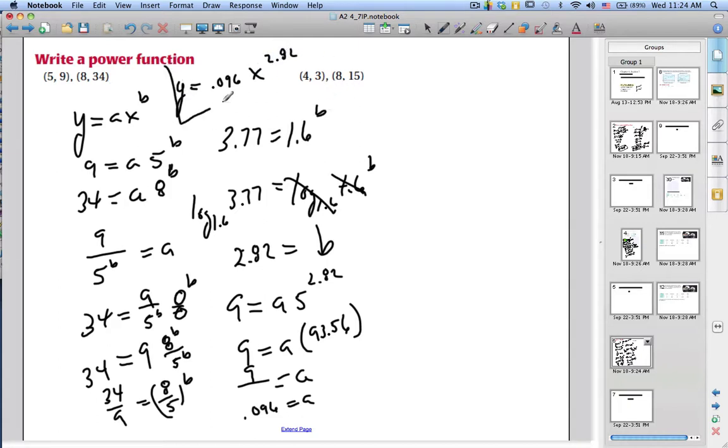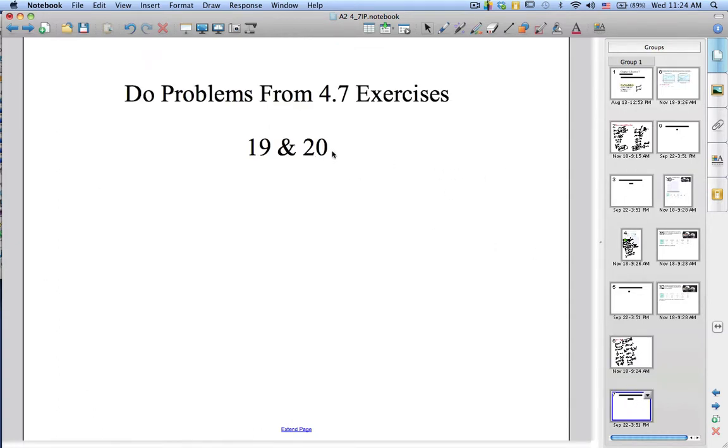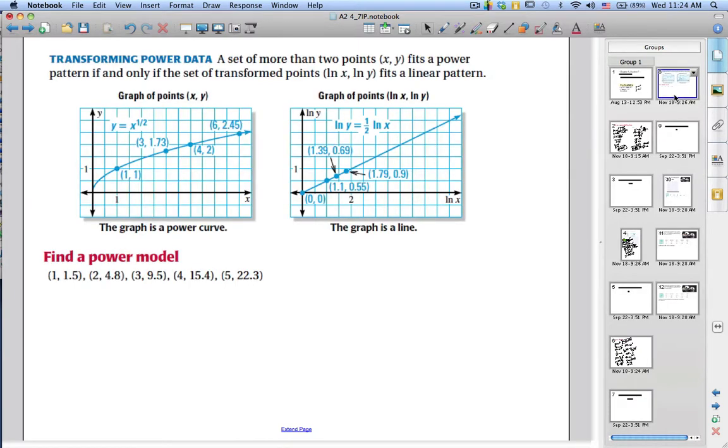Okay, so a little long and a little tedious. I'm not going to make you go through watching that a second time, doing a second example. I think that was probably enough. So go ahead and practice that. Do problems 19 and 20. You'll get a little shot at it. And then we're going to look at doing the same thing that we did before with power functions.